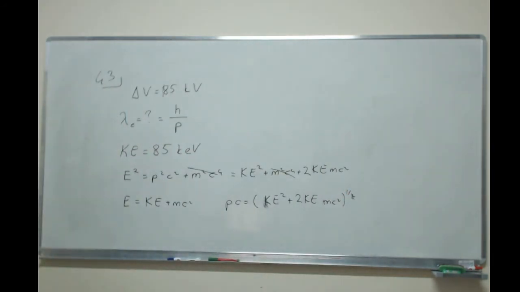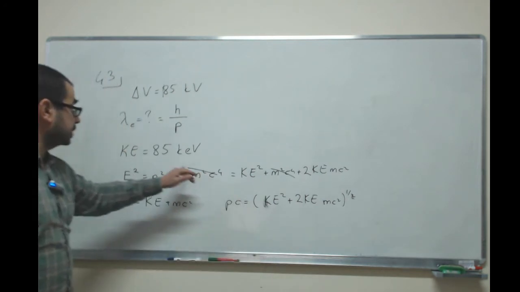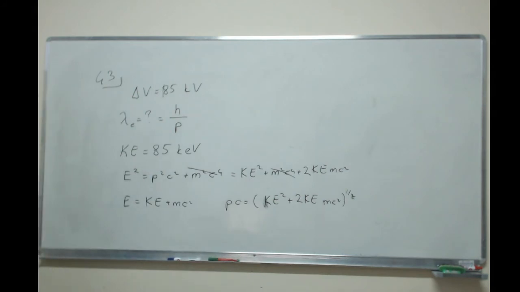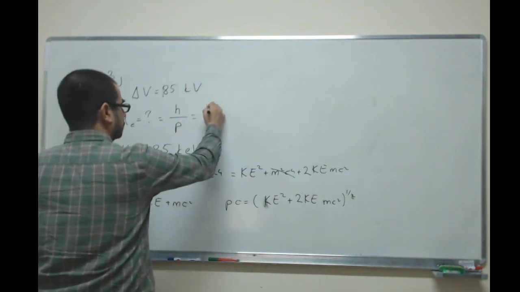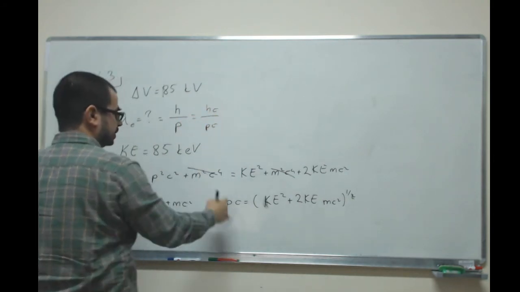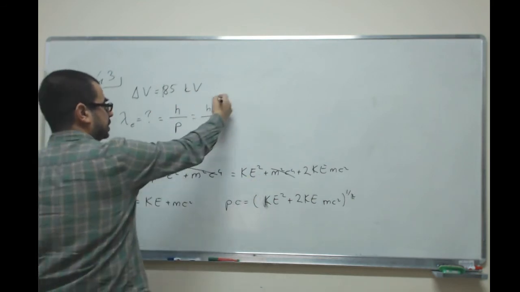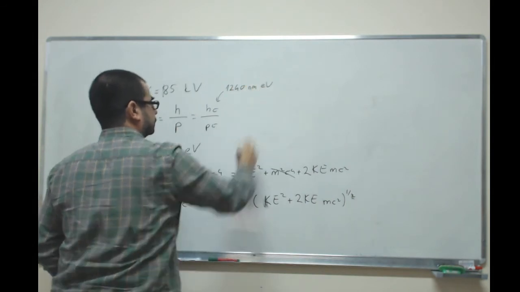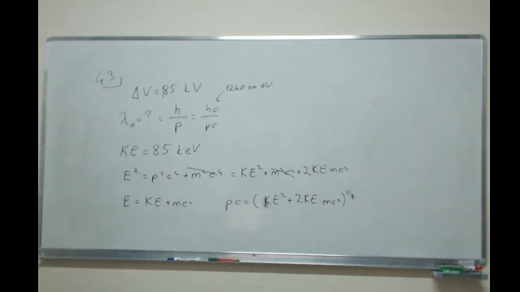Right, and I know everything here. So the kinetic energy is 85 keV, mc squared is 0.511 MeV, and I can calculate this number, and I get the momentum and put it there. And I think it's convenient to write this as hc over pc. So we calculate the pc value directly, and this hc is 1240 nanometer electron volts. Something we used for photons, it's also useful for electrons, it turns out.